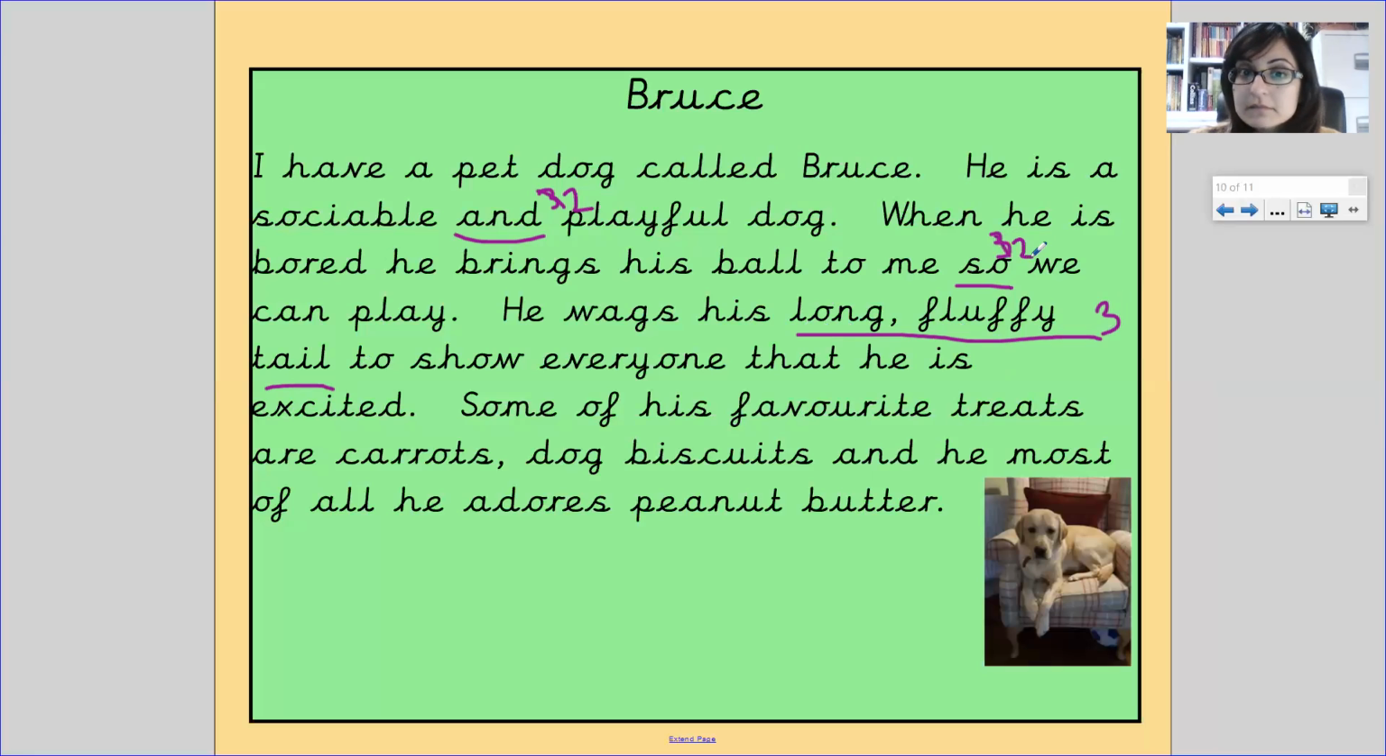Commas in a list. Some of his favourite treats are carrots, dog biscuits, and most of all, he adores peanut butter. That's 3 more. I'm not going to count my capital letters and full stops, but you could do that, and you could tell me how many points I've got, just so that you haven't forgotten.